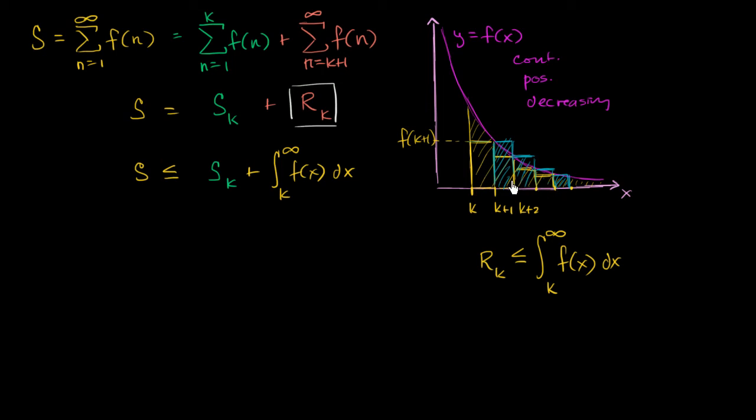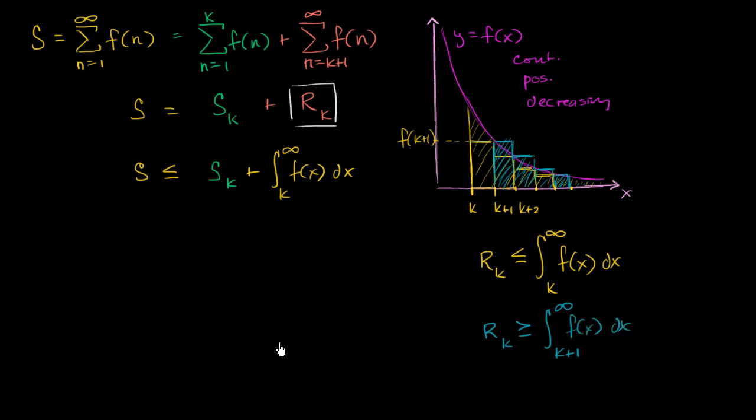But now this is approximating a different region. This is approximating the area under the curve, not from k to infinity, but from k plus 1 to infinity. And instead of being an underestimate, it's an overestimate. Now the curve is contained within the rectangles. So we could say that r sub k, when we conceptualize it this way, is going to be greater than or equal to the improper integral, not from k, but from k plus 1, to infinity of f of x dx.